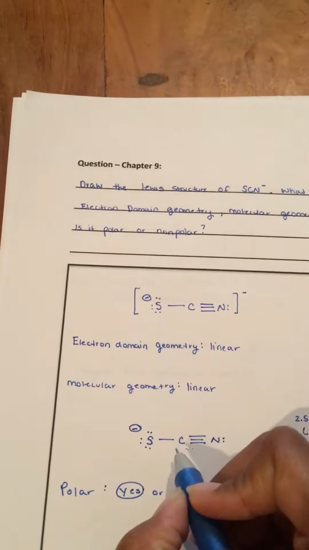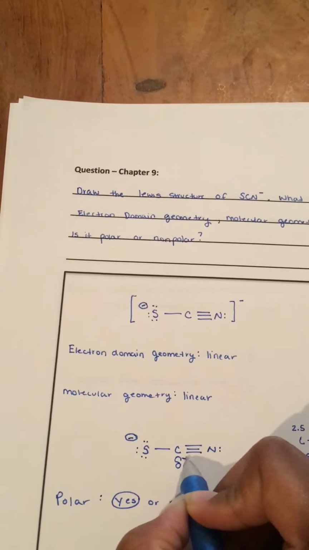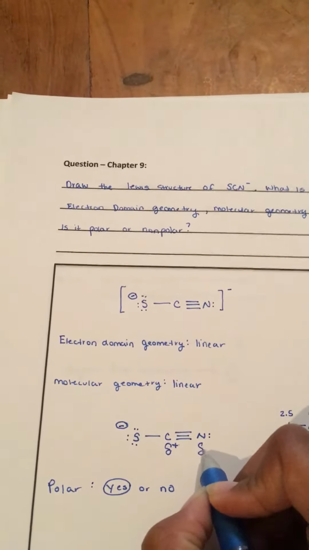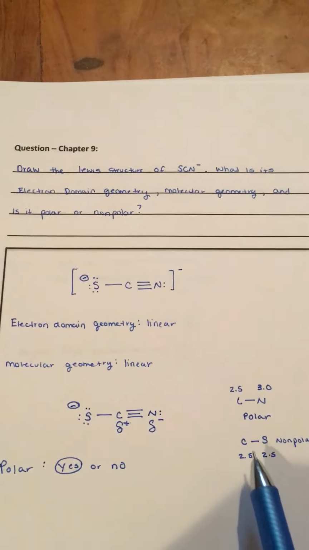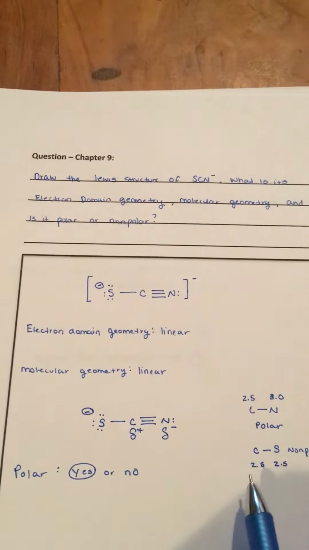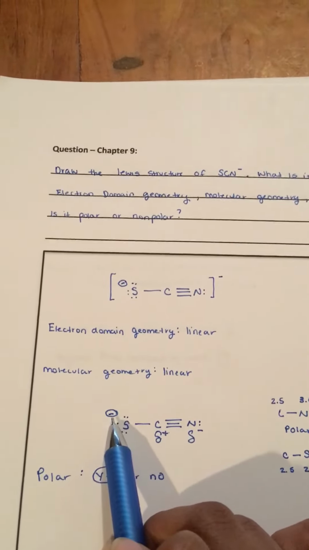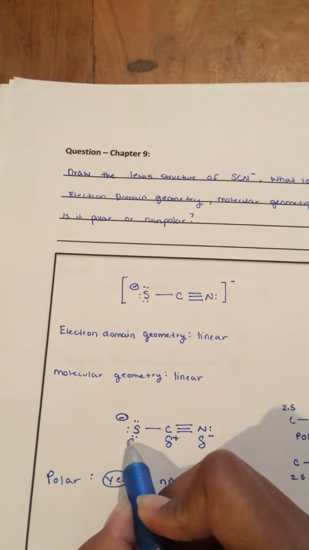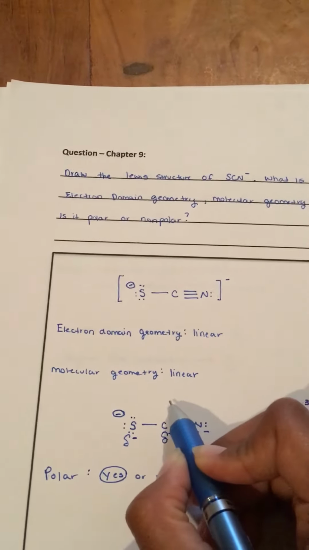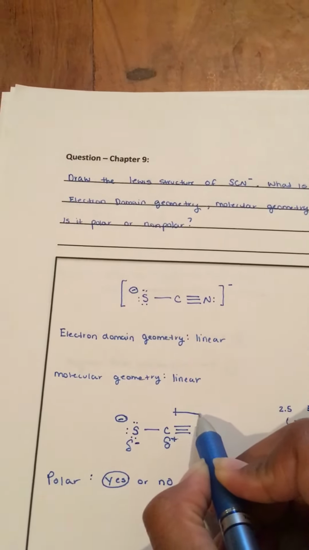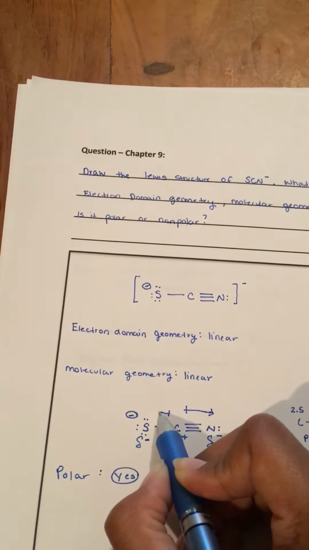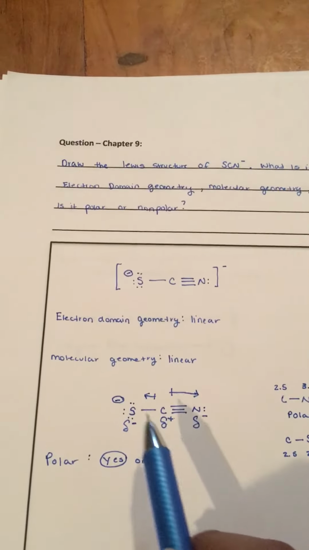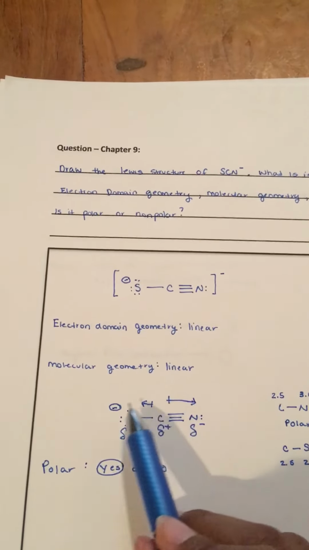So, in this case, the carbon is partial positive, the nitrogen is partial negative. And then, even though the electronegativity of carbon and sulfur are the same, sulfur in this case is negative, so it's going to be partial positive to the carbon. So the dipole moment looks like this. And because the structure is not uniform, it is polar.